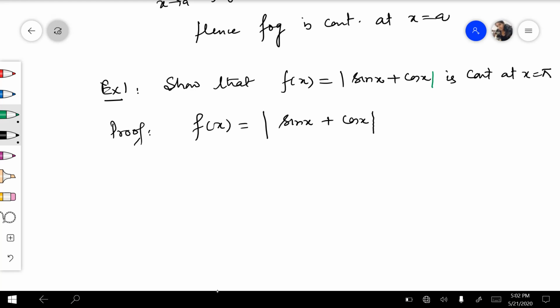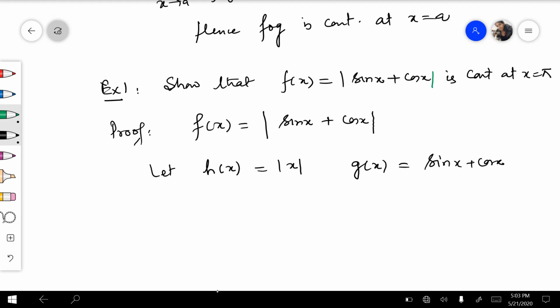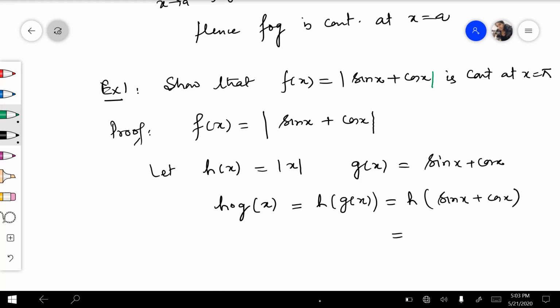What I'm doing here, I'm letting another function h of x be equal to mod of x and g of x is equal to sin x plus cos x. Now, what about the composition of h and g at x? This will be equal to h of g of x, which is equal to h of sin x plus cos x, which equals the mod value of sin of x plus cos of x, which is nothing but f of x.